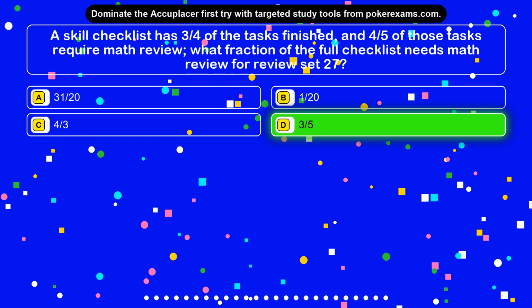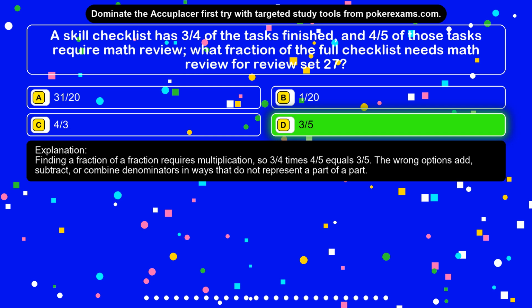The correct answer is option D, 3/5. Finding a fraction of a fraction requires multiplication, so 3/4 times 4/5 equals 3/5. The wrong options add, subtract, or combine denominators in ways that do not represent a part of a part.